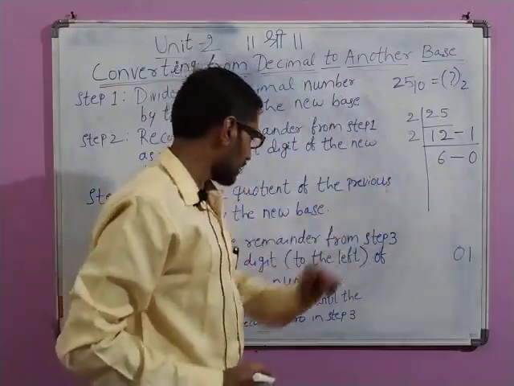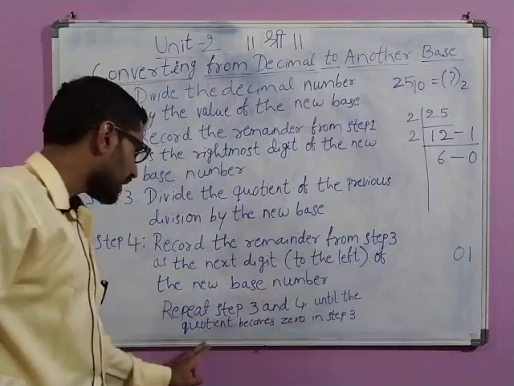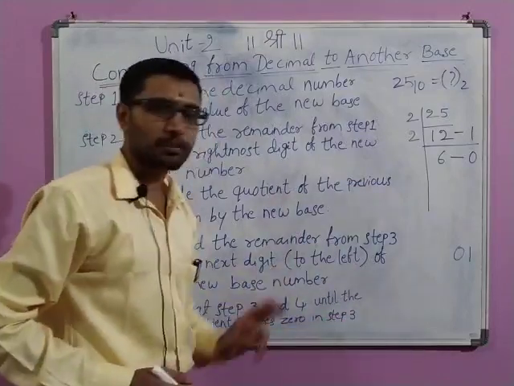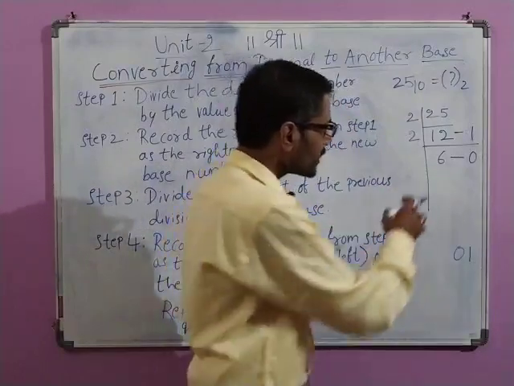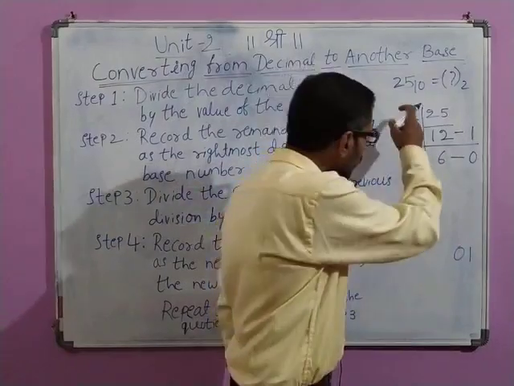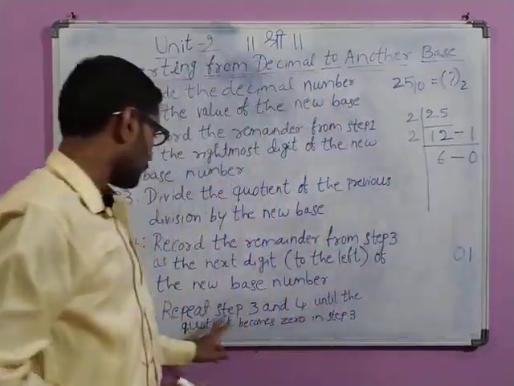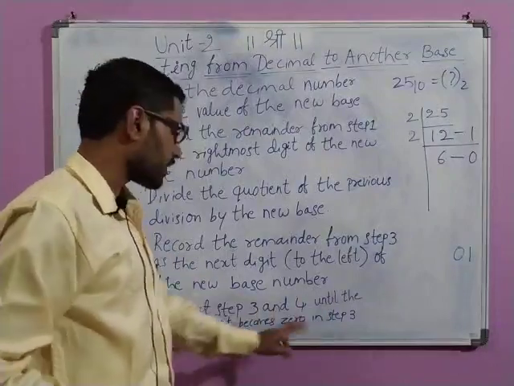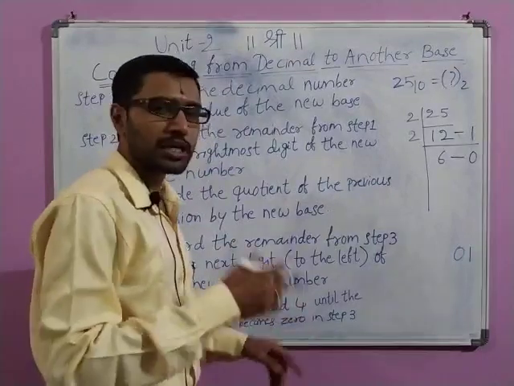Okay, and then what they are telling: repeat step 3 and 4 until the quotient becomes 0 in step 3. So this is step 3. In this, is the quotient 0? No, the quotient is 6. So we need to repeat this procedure until the quotient becomes 0. We need to repeat step 3 and 4 continuously.